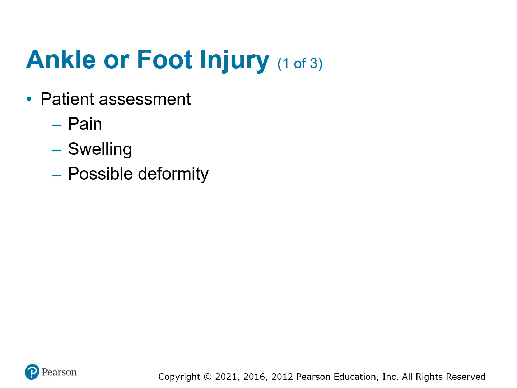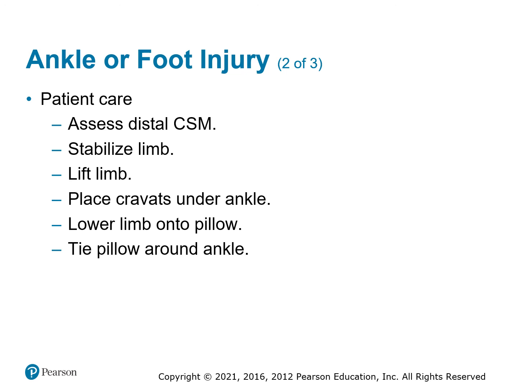Now down to the base of the body, and we're looking at ankle and foot injuries. Again, with anything else, you may see pain, you may see swelling, you may see a deformity. Make sure you go through the assessment process. Make sure you're comparing the good side to the bad side. As always, assess that CSM, PMS, whatever you want to call it. Stabilize that limb where it's at. If you have good CSM, then you are going to want to splint it in the position that it's in. You're going to lift that limb, place the cravats under the ankle, lower that limb down onto the pillow, and then tie the pillow around the ankle.